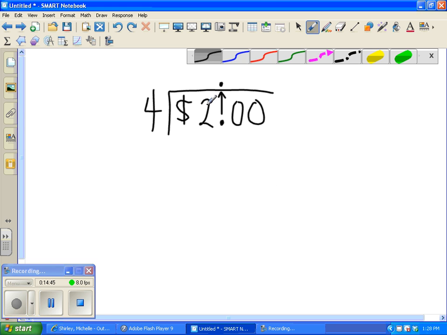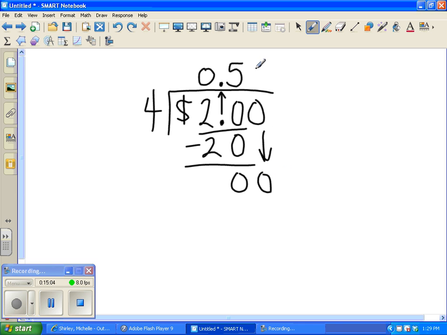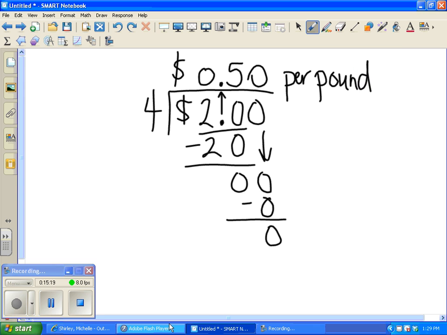How many groups of 4 could I get out of 2? I can't get a group of 4 out of just 2. So now let's look at 2 digits. Let's look at 20. How many groups of 4 could I get out of 20? 5, because 5 times 4 is 20. Subtract, bring down. How many groups of 4 can I get out of 0? 0, because 0 times 4 is 0. Subtract. There's nothing left to bring down. So how much did each pound of peaches cost? 50 cents per pound. Okay?